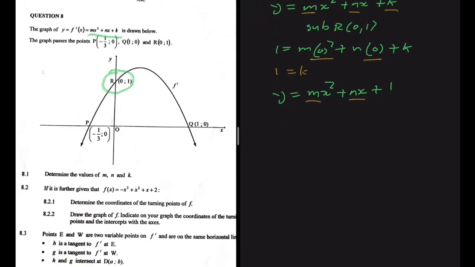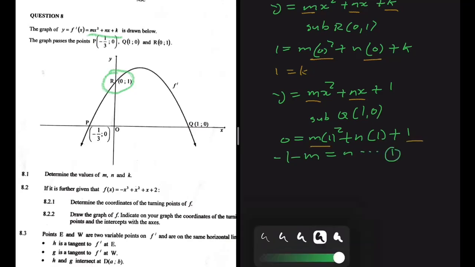So let's substitute point Q first, with coordinates (1, 0), right? If we substitute that point, we're going to get 0 equals m multiplied by 1 squared plus n multiplied by 1 plus 1, right? So we have minus 1 minus m equals n. Here I just took 1 and m to the left-hand side, and then we can call this equation 1.